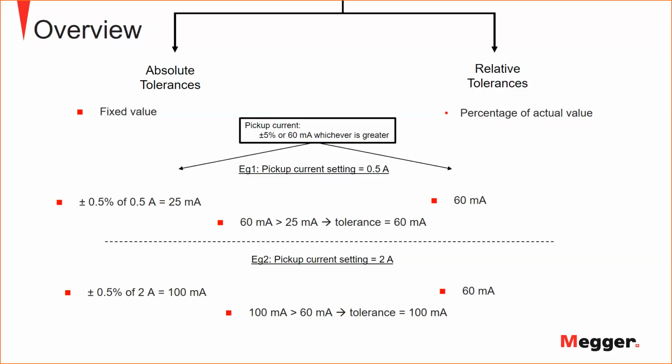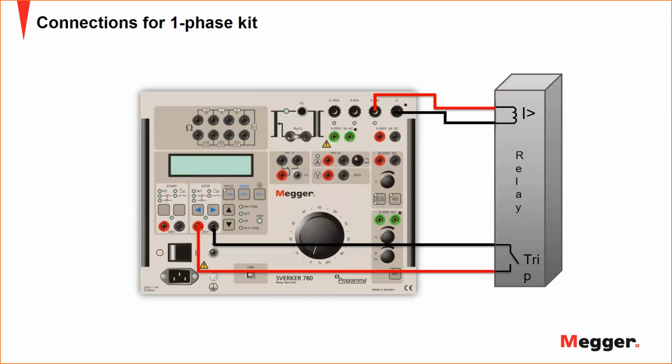We'll talk about some connections, starting with a single phase connection. An example of this is our Sverker 780. You will connect to one of the current channels and inject. And when you want to do testing for, I would say, pickup or timing values, you will connect to the contacts of the relay and take that contact as a trigger to stop the timer, for example, or to hold the current value when you're doing a pickup test.